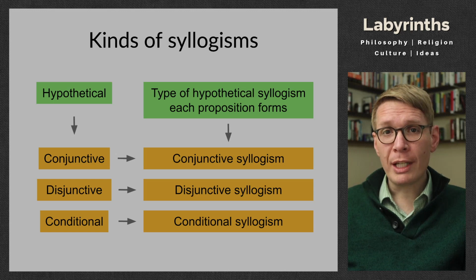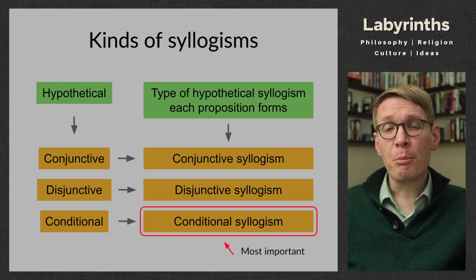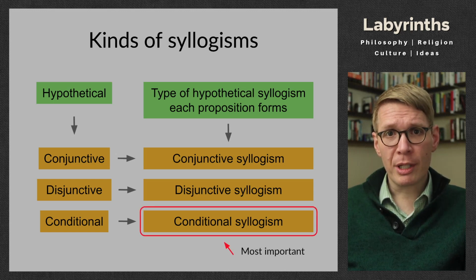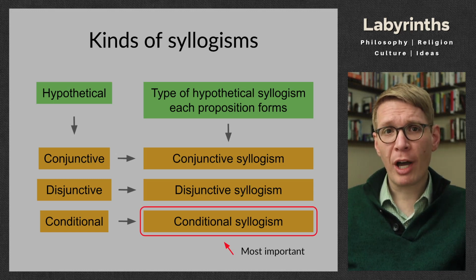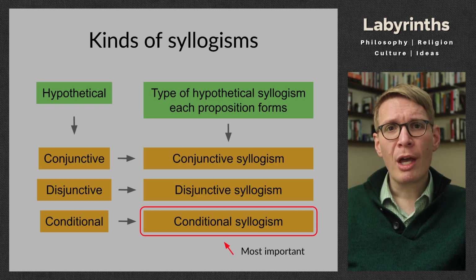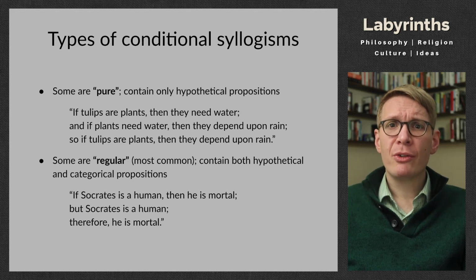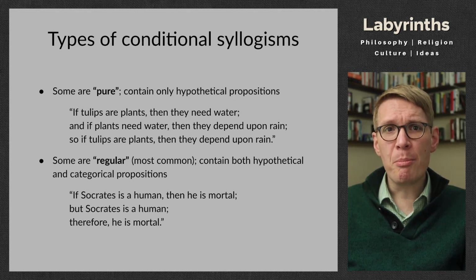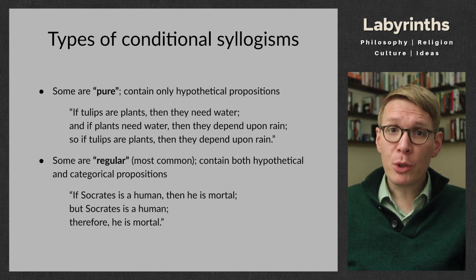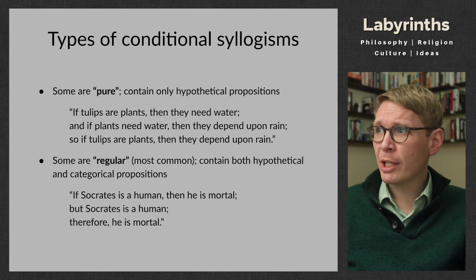Now, as we'll see, the conditional syllogism is the most important of these three, and the one we're going to look at first and spend the most time on. Conjunctive and disjunctive arguments you also often hear used, but they're less prominent. So let's look at these conditional syllogisms. These are arguments built out of conditional propositions. You have two kinds, pure and regular, right? Pure is less common, but we have an example here of it on the slide.